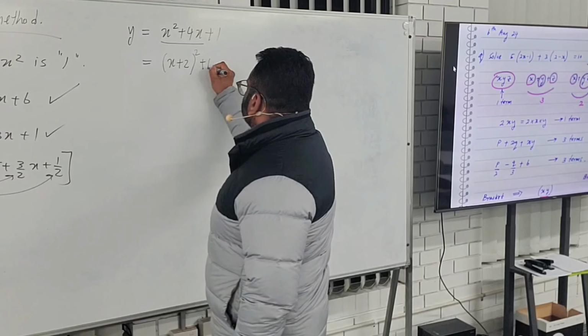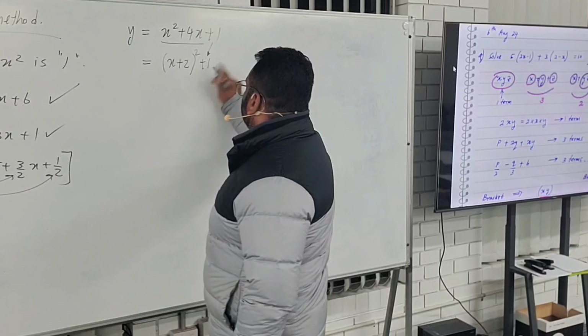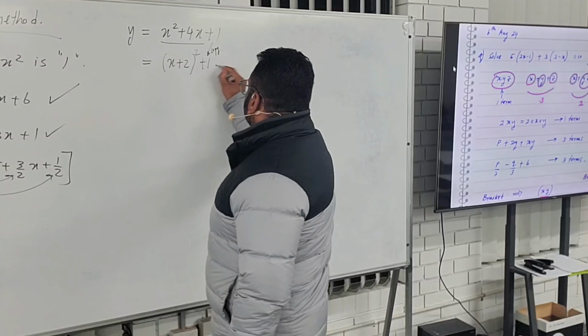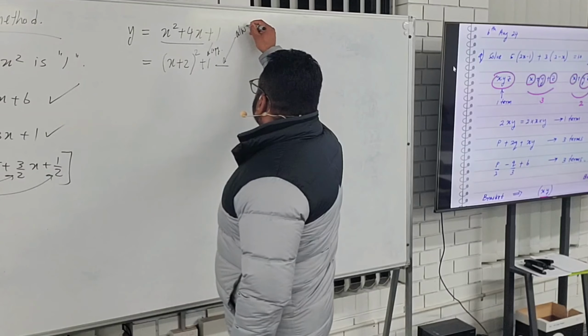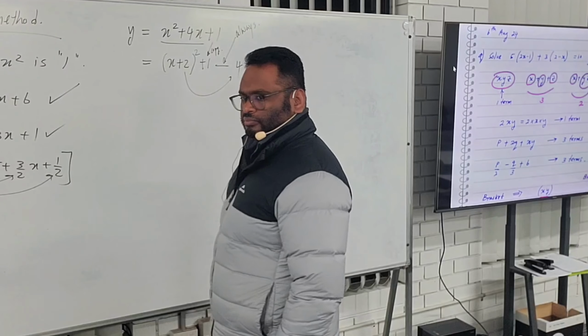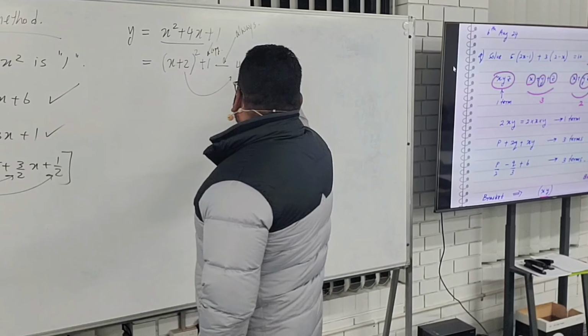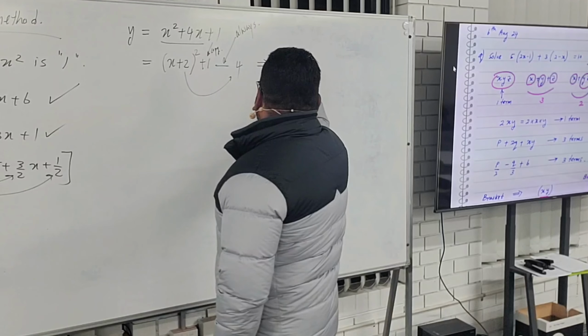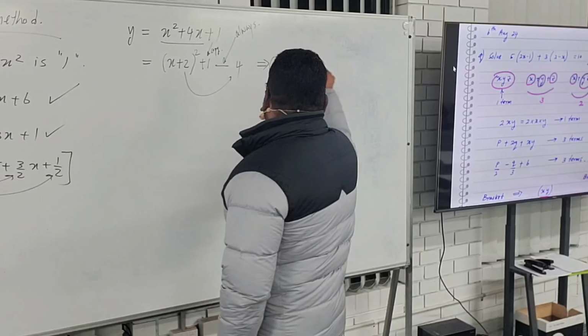Then you are going to copy this guy here. Then always minus, this is always minus the square of this one, which is going to be 4. Done. So you can simplify this one to be x plus 2 squared minus 3, that's the answer.